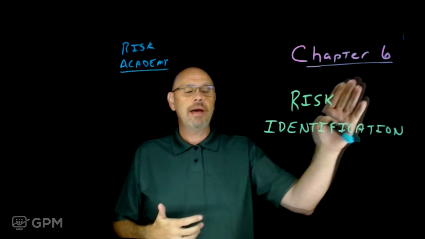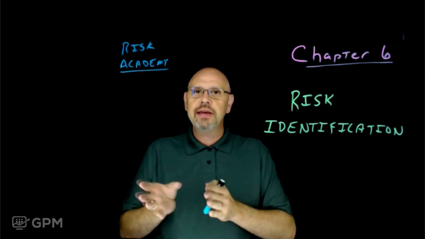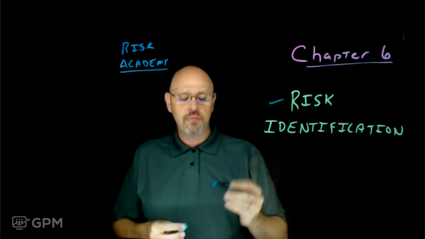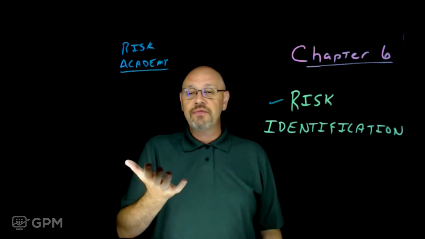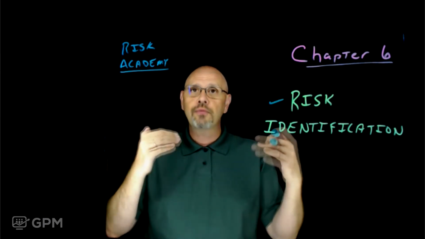Today we're going to talk about chapter number 6 in our Risk Academy. So we've moved on. Now we're getting into some of the nuts and bolts here. We're specifically going to talk about risk identification. Last chapter we talked about our assets. We found the things that had value to them. Now we actually need to identify our risks.